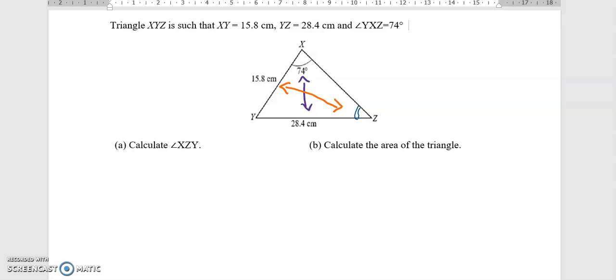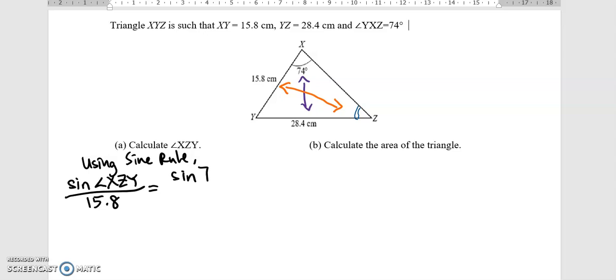So I'm going to write it down. Using sine rule, now I want to find the unknown angle, so I'm going to put the unknown angle in the numerator. So I will write it as sine XZY, my unknown, over 15.8 cm equals to the sine of 74 degrees over 28.4. This is the pair that we have from the question. We want to find the unknown, and fortunately we have the corresponding length.